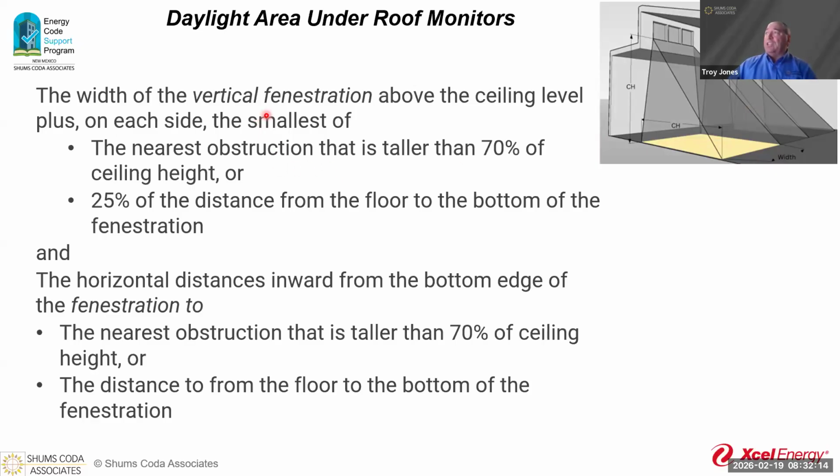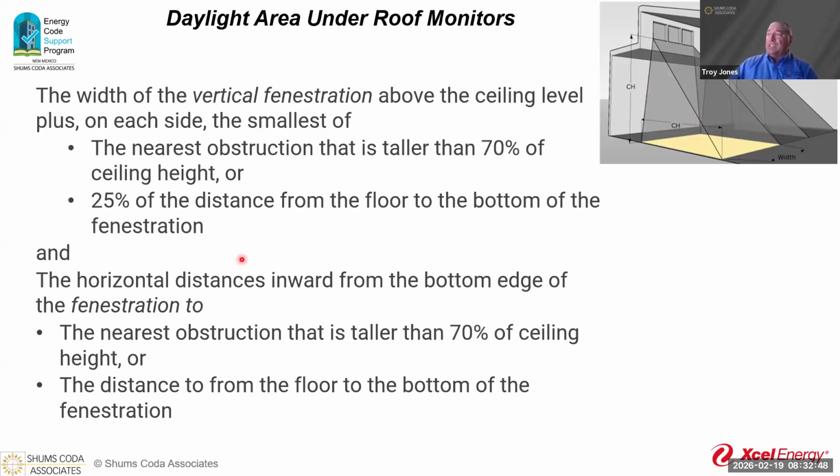The width of the vertical fenestration above the ceiling level, plus on each side the smallest of the nearest obstruction that is taller than 70% of the ceiling height, or 25% of the distance from the floor to the bottom of the fenestration. So our ceiling height here, our fenestration here, we could use 25% of that. If we had a wall that was coming in here and blocking that, then we would have that distance there because obviously it's not going to go through the wall.